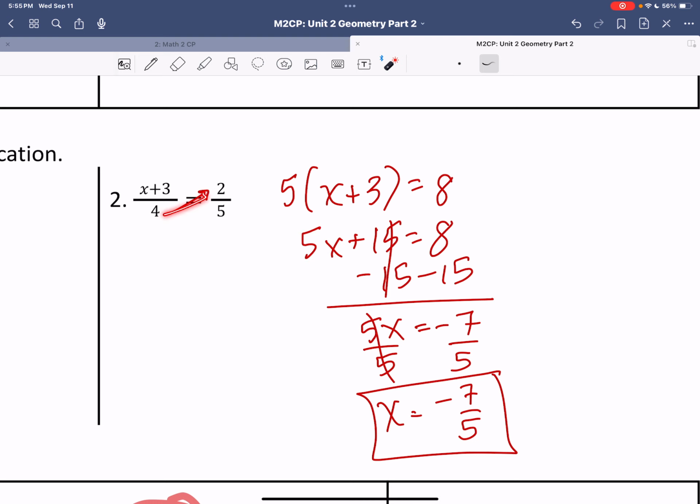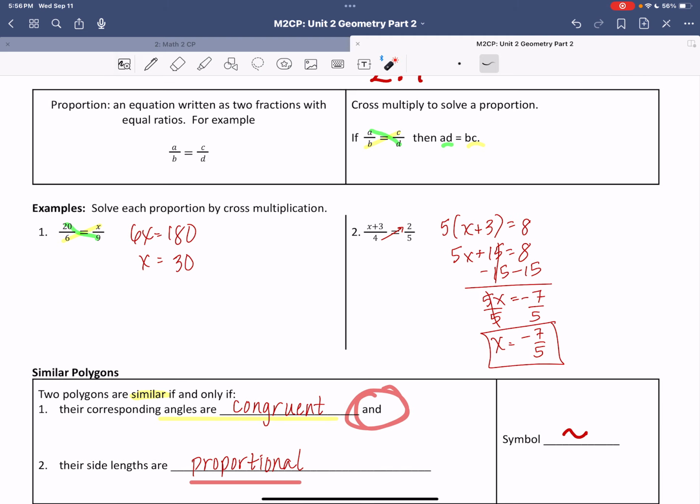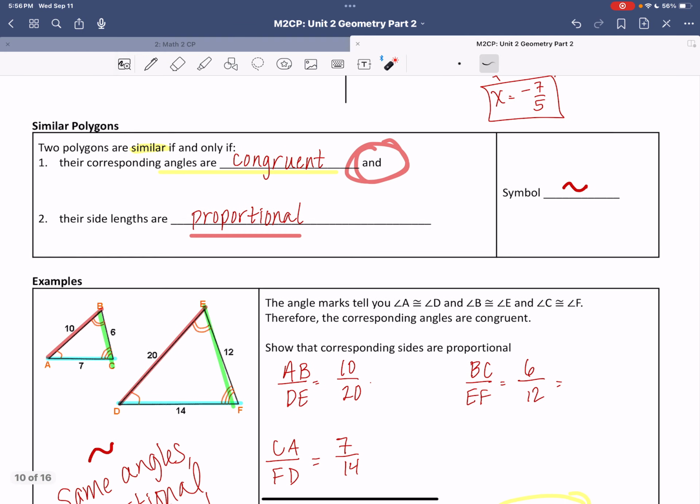And then we said 4 times 2 is 8, and then bring that down. Subtract 15. Once you subtract 15, you get negative 7 equals 5x. Divide both sides by 5. You are going to get a fraction here, but that's okay. So you're going to get x equals negative 7 over 5, and that's your answer. So you can still do this, just remember to put parentheses around whatever the numerator or denominator is.